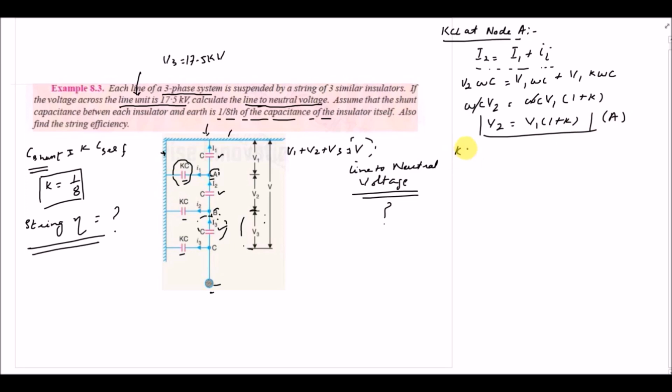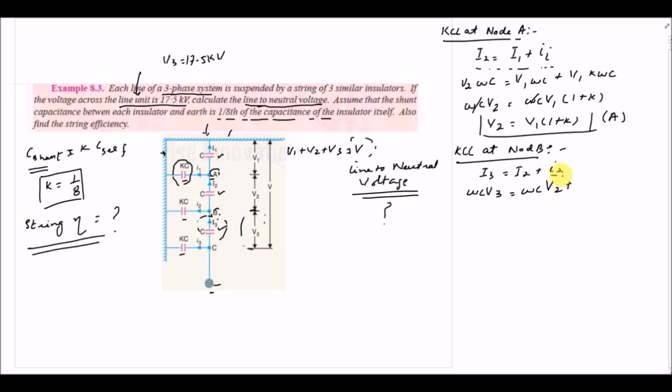Now for KCL at node B, again there is one current moving towards node B, and two currents, I2 and small I2, moving away from node B. So the KCL equation will be I3 is equal to I2 plus small I2. For I3 the voltage is V3 and the capacitive reactance is 1/omega C, so it is omega C V3. For I2 the voltage is V2, self capacitance is C, so it is omega C V2.